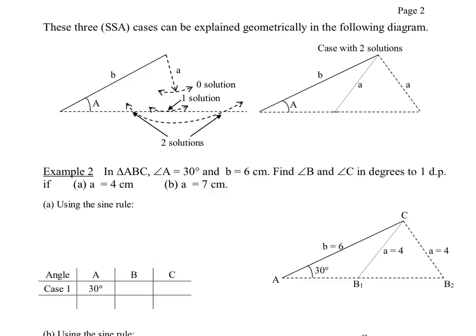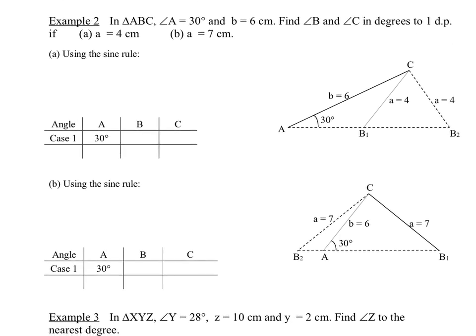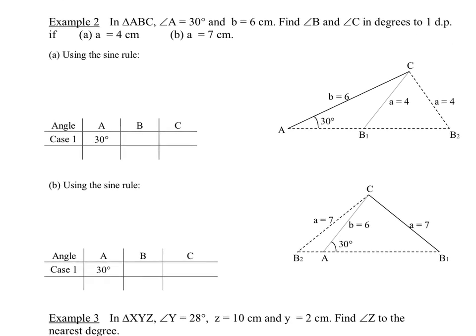Okay, so on this page here, we are going to look at example 2 first of all. So what we have here is a triangle. Now we're not sure about the actual shape of the triangle yet, because we've got that this angle here is 30 degrees, angle A is 30 degrees, and we've got that this side here, B, is equal to 6.